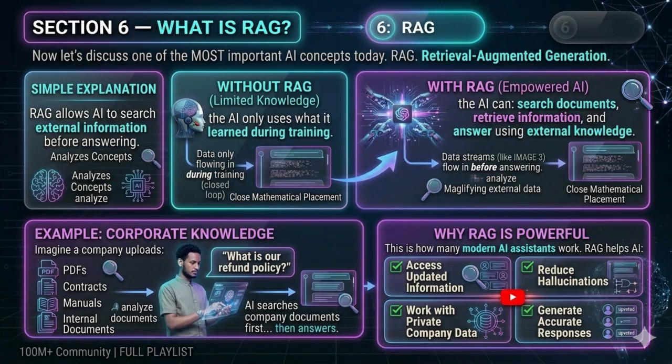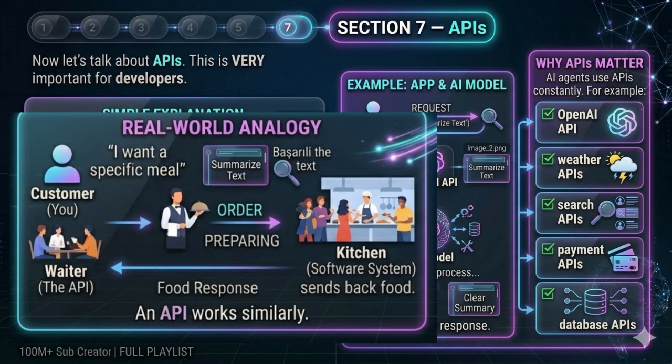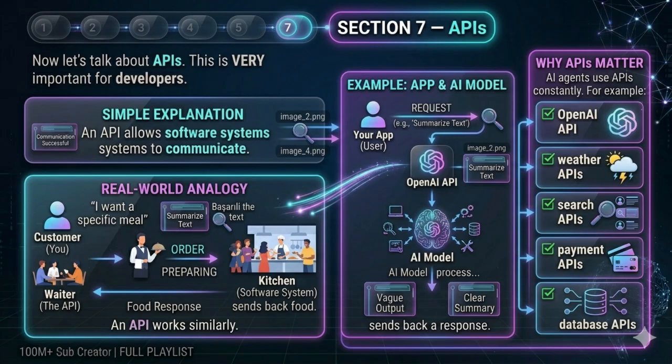Now let's talk about APIs. This is very important for developers. An API allows software systems to communicate. Think about a restaurant waiter. You tell the waiter your order, the waiter sends the request to the kitchen, then brings back the food. An API works similarly. Let's see one example.